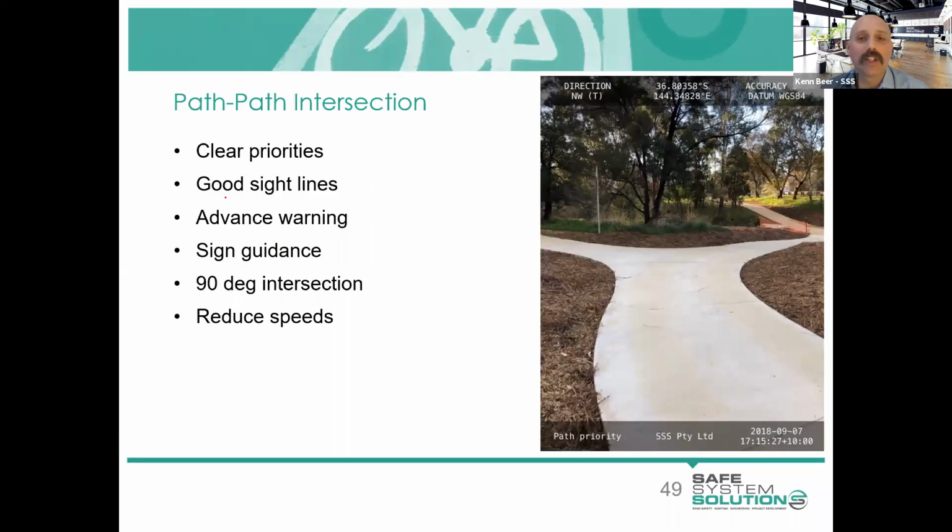But really, the intersections, it's best to provide that clear priority, good sight lines, advanced warning, guidance with signs, ideally 90-degree intersections, and reduce speed where possible through there. These are actually very similar principles to a normal traffic intersection. But here's an example just out around the Bendigo area where it's really unclear which path has priority, and there could be some challenges in this area.